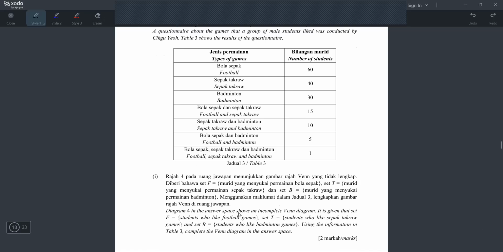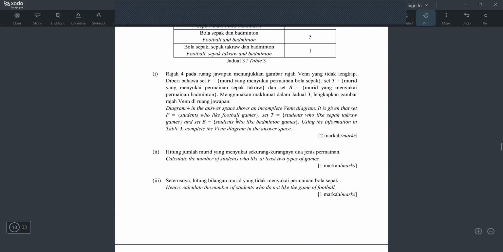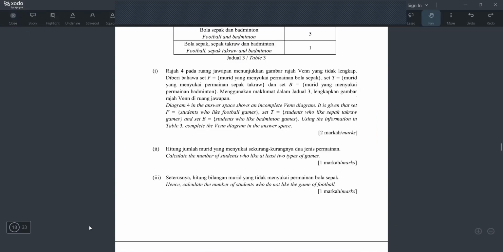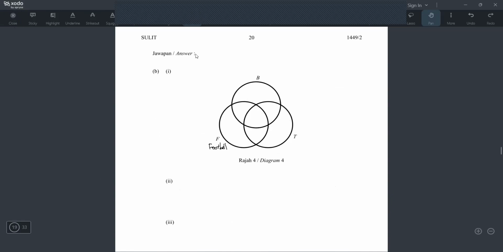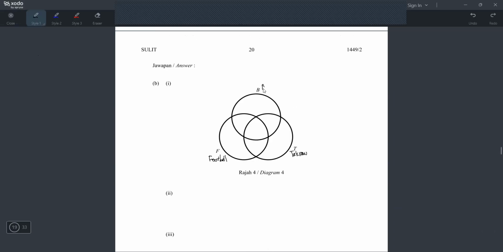Diagram 4 in the answer space shows an incomplete Venn diagram. Let's look at the diagram. It is given that set F is students who like football, so F is for football, people who like to play football. And set T is students who like sepak takraw, so T is takraw. And then set B is students who like badminton. So this one is badminton.